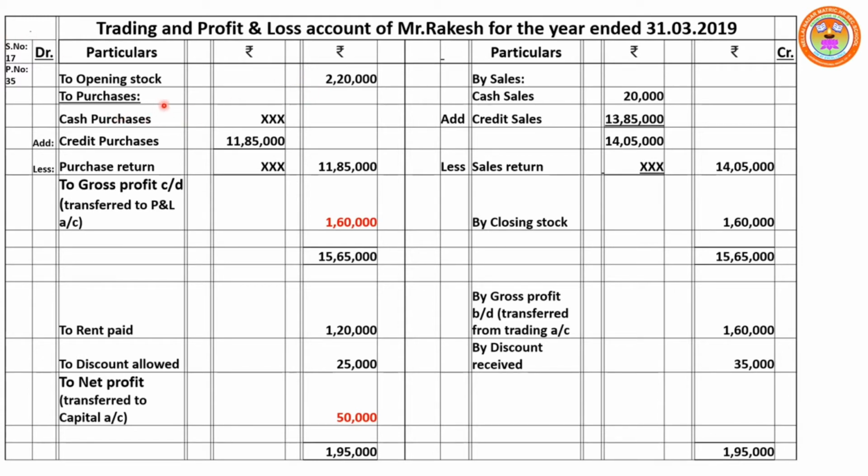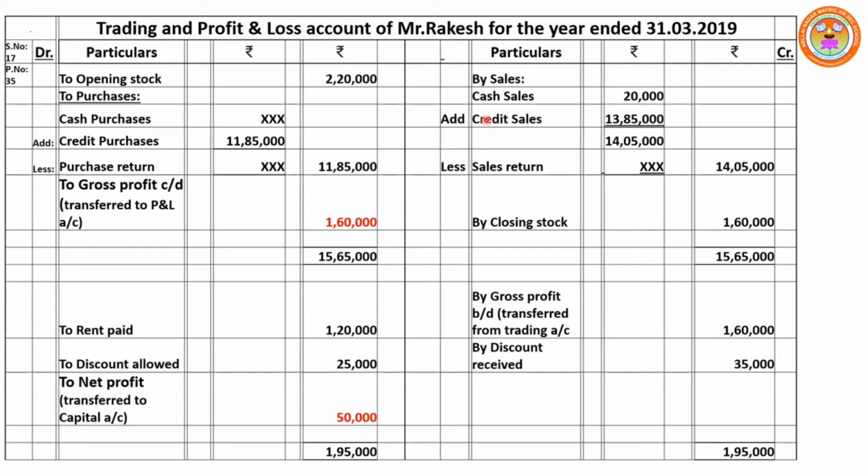Then to purchases. While writing purchases, we have to use this formula: cash purchases plus credit purchases minus purchase return. Whereas in this question, no cash purchases and purchase return is given. So we have to write only credit purchases, which we found under total creditors account, and it will be used here. So write 11,85,000. Then is there any direct expenses we should show here? In this question, no direct expenses.